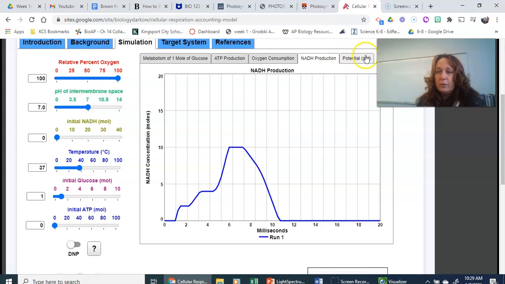Don't worry about this one. We'll get to that a little bit later. That's potential over a membrane, and we won't do that for a little while.